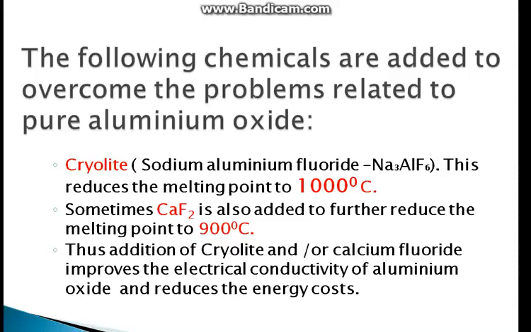Thus, by adding cryolite or calcium fluoride, there are two things that work to our advantage. First is the electrical conductivity of aluminium oxide is improved, and second, the melting point gets reduced from 2000 degrees Celsius to around 1000 degrees Celsius, or around 900 degrees Celsius if calcium fluoride is also added. So this saves a lot of money as it reduces the energy cost. So overheads are reduced. You need to know all of this because there are many questions based on the reasons why cryolite is added. So you need to know these points.